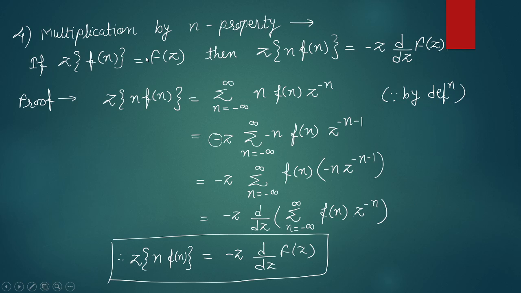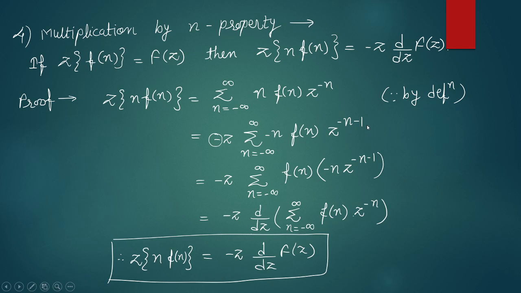Multiplication by n property. That means here we have to find the Z transform of n into f of n, whose value equals minus z into d by dz of F of z. Here we consider the left hand side, the summation for n equal to minus infinity to infinity of n f of n z to the power minus n. This is the definition of the Z transform. Then we adjust the negative sign as well as the z term. Therefore, here we take the negative sign and this becomes plus, and z to the power minus 1 we adjust here.